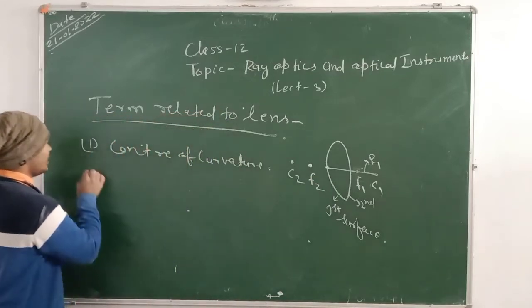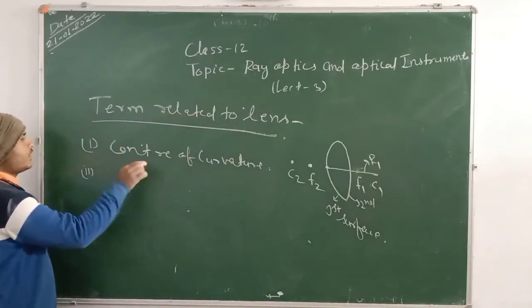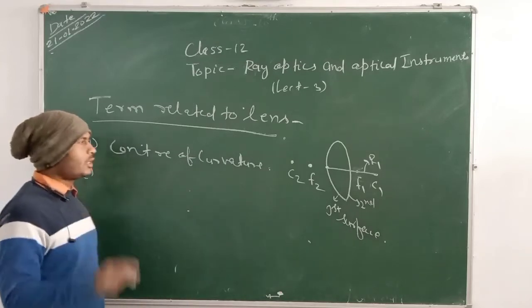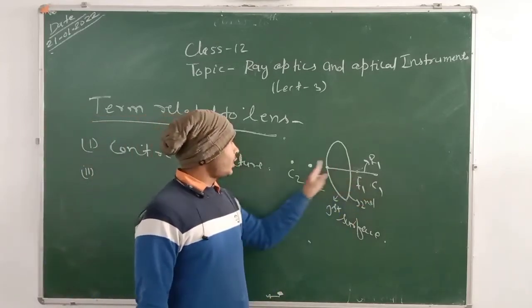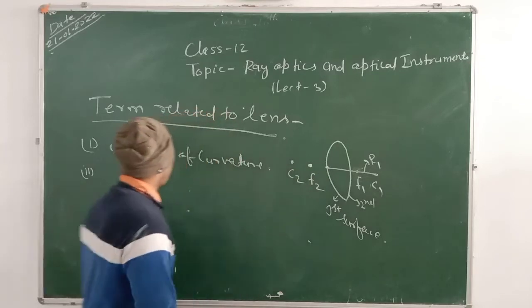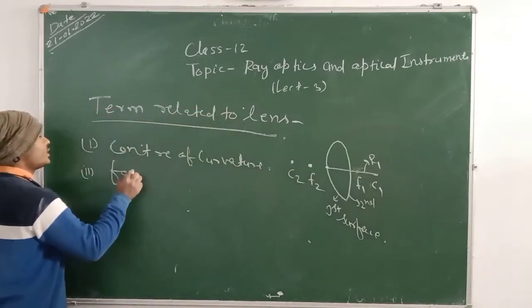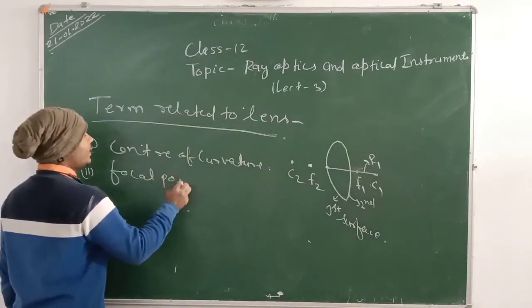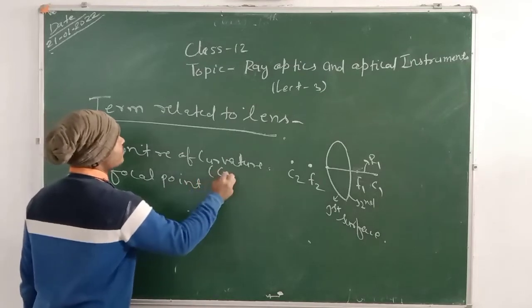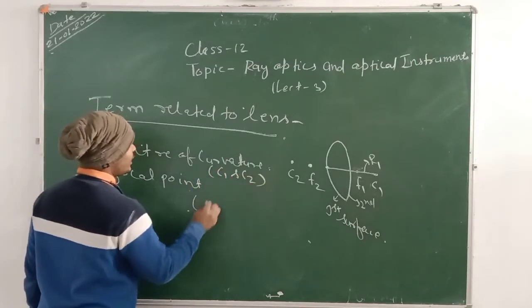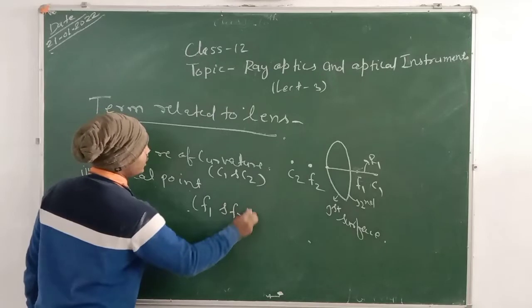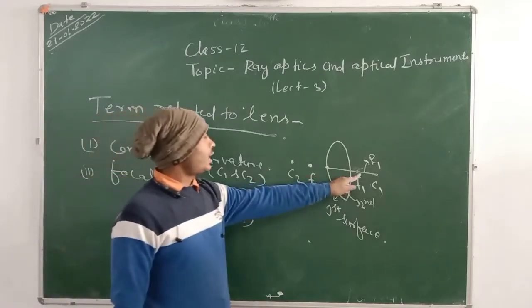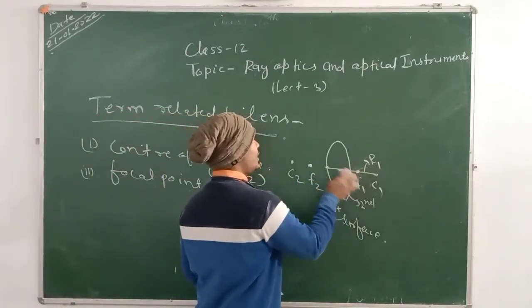So first I am writing the term center of curvature. There are two centers of curvature. One is C1, another one is C2. And the second one is the focal point. There are two focal points in this case, besides C1 and C2. One is F1 and the other is F2.